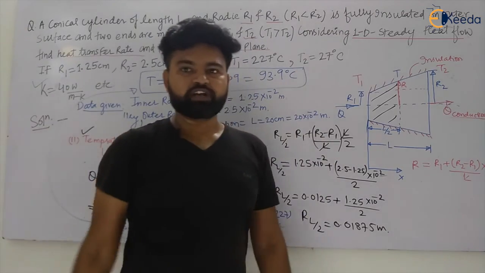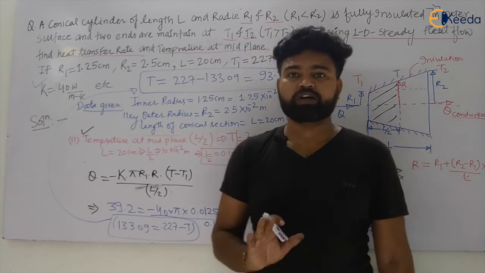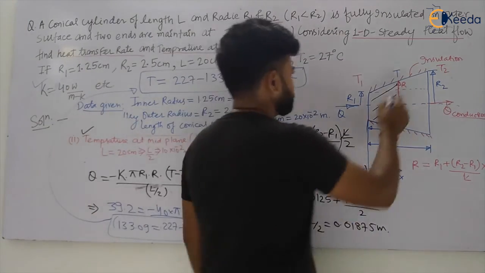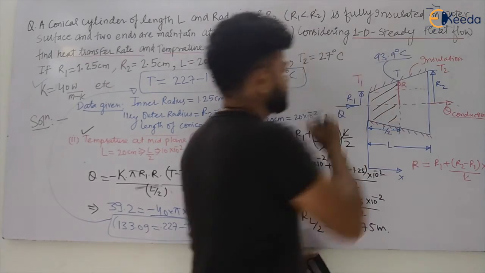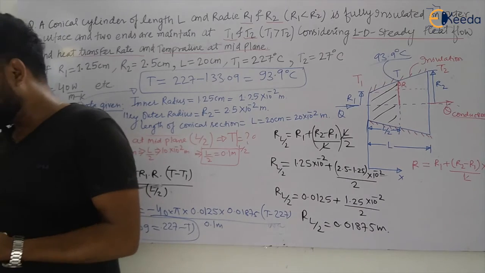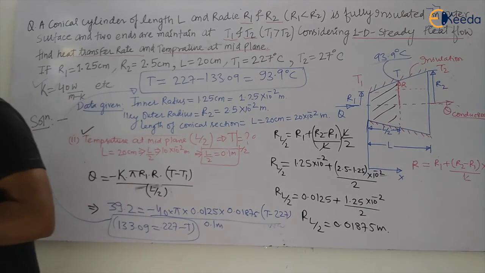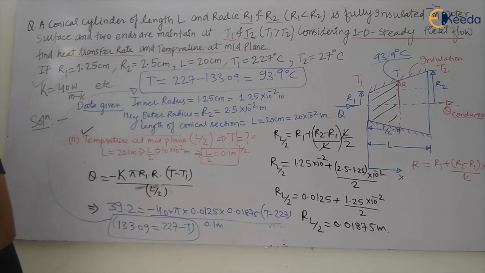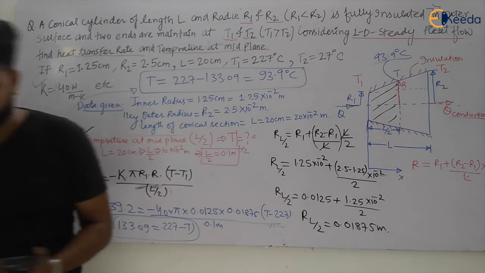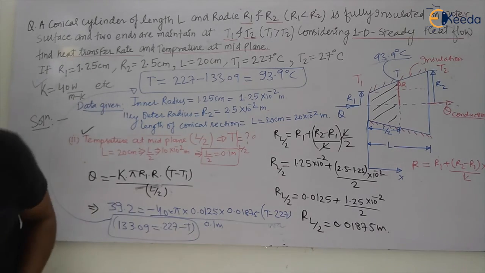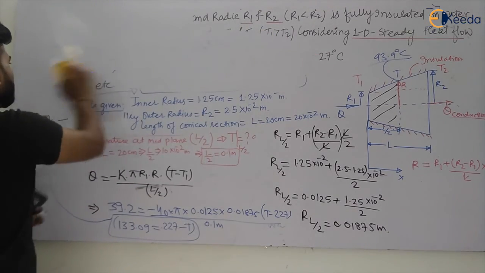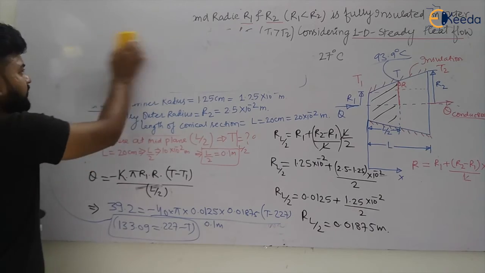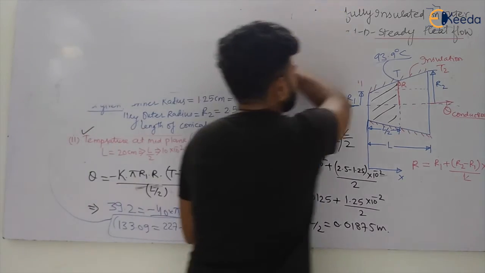So my dear students, we have seen the temperature at the midplane. So what will be the temperature at the midplane? This will be 93.9 degree Celsius. So we can now calculate the temperature at the midplane. I think all guys are following the question. And at last, if you don't know the formula, you can directly go for what? You can directly go for derivation, my dear students.